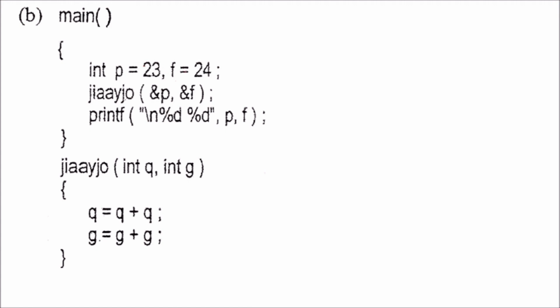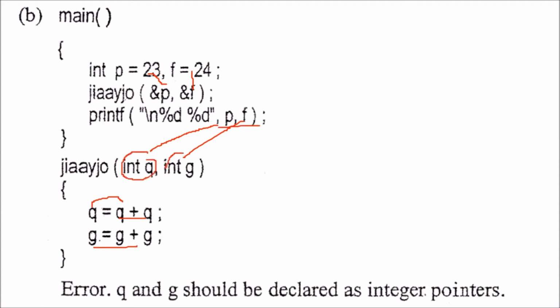P is 23, F is 24. You are passing the address of P and F, and you are sending this P and F here. This is Q, Q plus Q, and G, G plus G. Now you are trying to print P and F, but these values are getting the address reference, and you are not taking it as a pointer, because the address cannot be stored in just a variable. It has to be a pointer variable. The address of a memory location is different from a variable. The address can be in hexadecimal. It is an unsigned integer. So now this is the flaw. You have to put a star here, then this program is going to work.